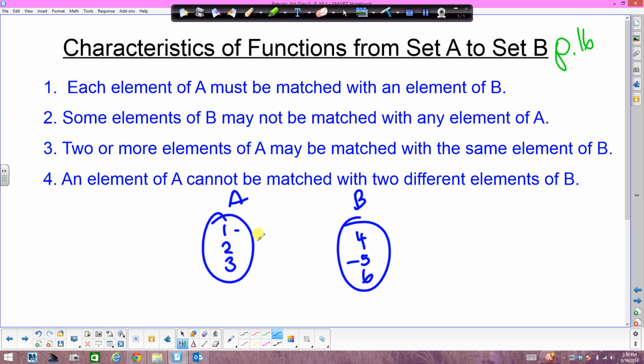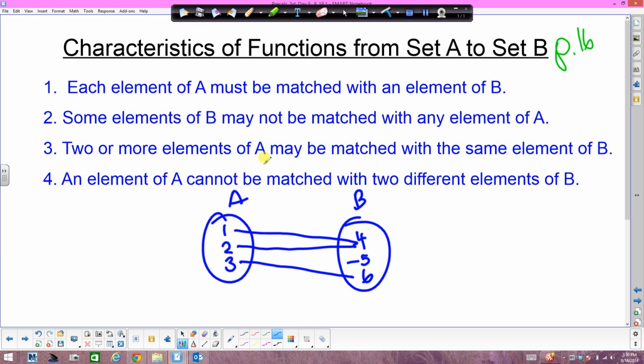So if I have 1 going to 4, then that means 1 cannot also go to -5. But I could have 2 go to 4 and 3 go to 6 and nothing going to -5, and that would be fine. But I can't have one of these numbers over here in A by itself. It has to have a match.